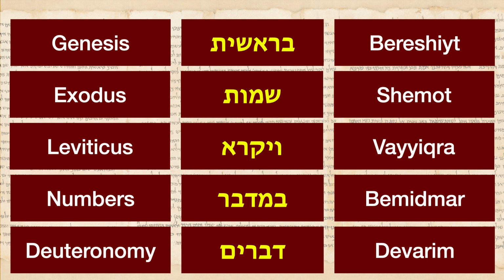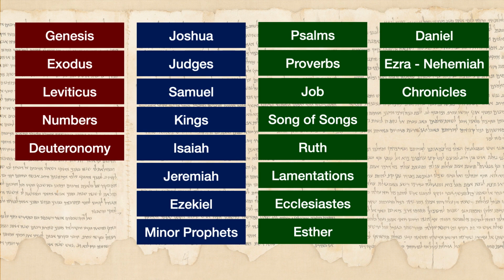So we have Genesis, Exodus, Leviticus, Numbers, Deuteronomy, Bereshit, Shemot, Vayyiqra, Bemidbar, and Devarim. These are the names of the books in the Torah. We're done with the Torah. We have the prophets, and you can see in the minor prophets there are 12 of them. So we'll go through them all, and then afterwards we'll get to the writings, which are Ketuvim.